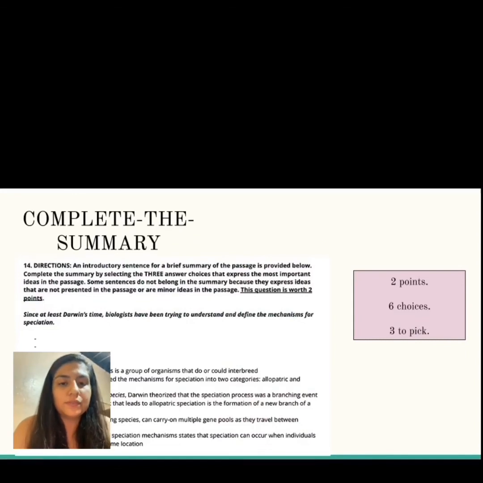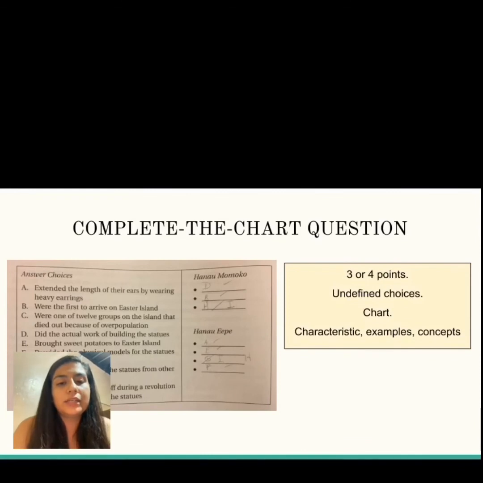At the end, we have complete the summary or another activity that I'm going to explain later. Complete the summary. We are going to gain 2 points, and this has six choices, and we just have to pick 3 of them. And complete the chart is the last question, so that can be the other option. So we are going to gain 3 or 4 points. It depends on the choices that they are going to give us, and we have a chart, and we have to fill it up with characteristics, examples, or concepts. It depends on the passage.